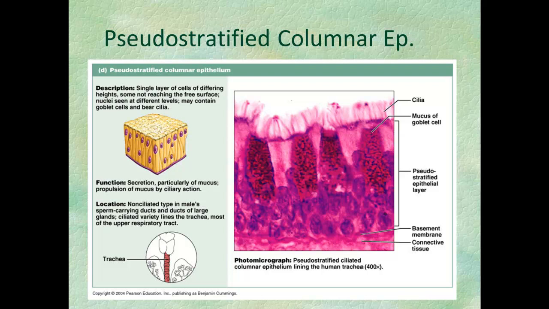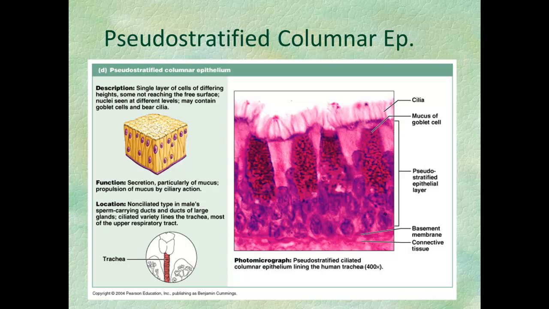Pseudostratified epithelium is very commonly found in your larger respiratory passages, for instance, your trachea, the larger bronchioles. And pseudostratified epithelium, in addition to having those goblet cells that secrete mucus onto the free surface, have further specializations. They have these cilia that project up from the free surface of the cells, and those cilia will beat rhythmically to help move the mucus up and out of the respiratory passages.